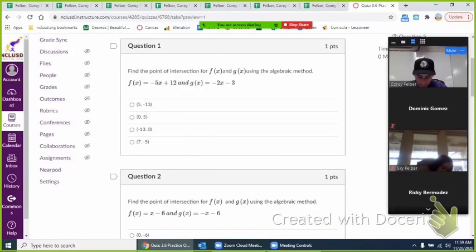Okay, so before we start, this first one's asking about the point of intersection. I want to make sure, and if you need to write this down, write it down. You should know if you do or not. But who can describe to me in words what a point of intersection is?